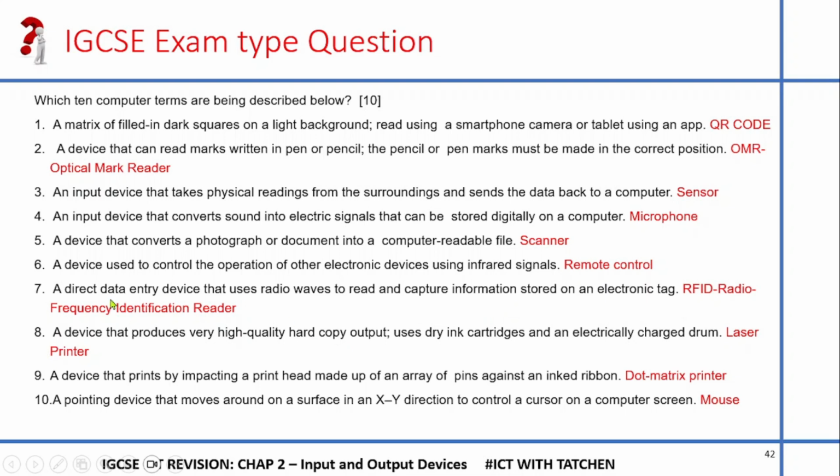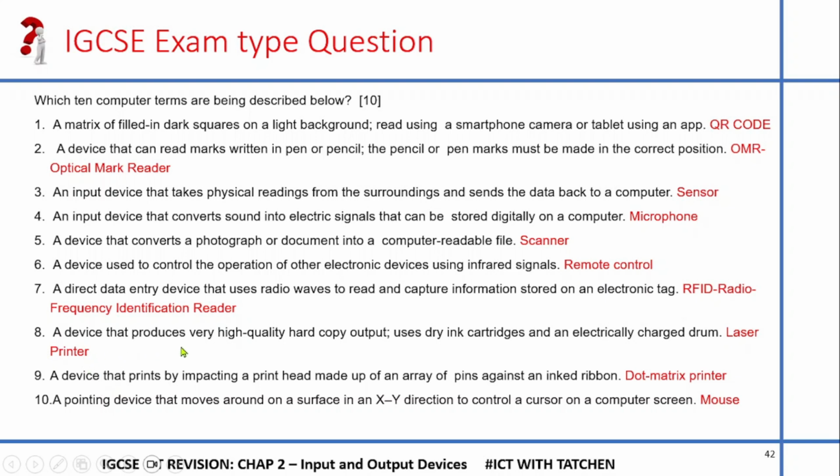That's the infrared. And then a direct data entry device that uses radio waves to read and capture information stored on an electronic tag. That's the RFID, radio frequency identification reader. So it's used to what? Read and capture. So it should be RFID reader.